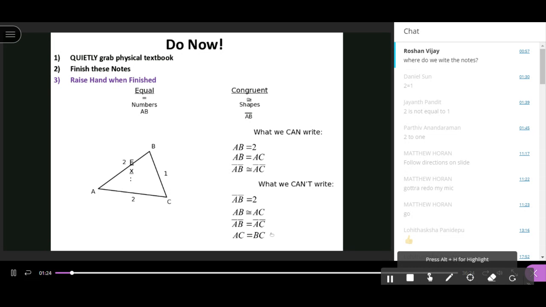You can put it in the chat box. AB equals AC is fine. Why AC not equal to BC? Yes, 2 does not equal 1. Good. 2 does not equal 1.